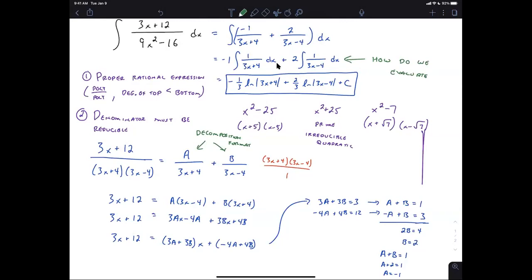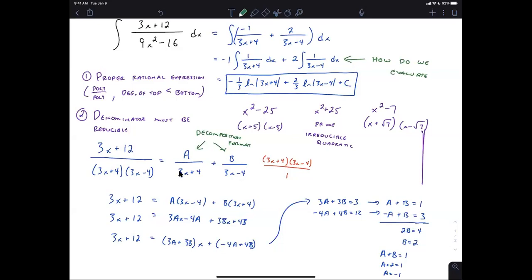All the examples we've looked at so far have these types of factors, which we'll call linear factors, because it's x to the first power. They're what's called distinct linear factors, which means the factor here is completely different from the factor here. 3x plus 4, 3x minus 4 are completely independent factors, even though they're both 3 and 4. This is negative 4, so it's actually a different factor.